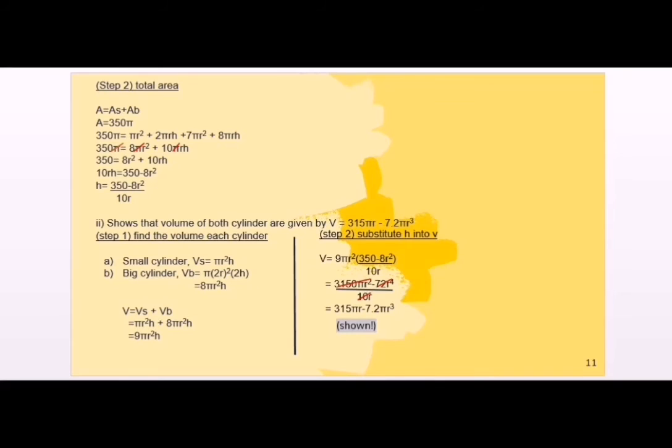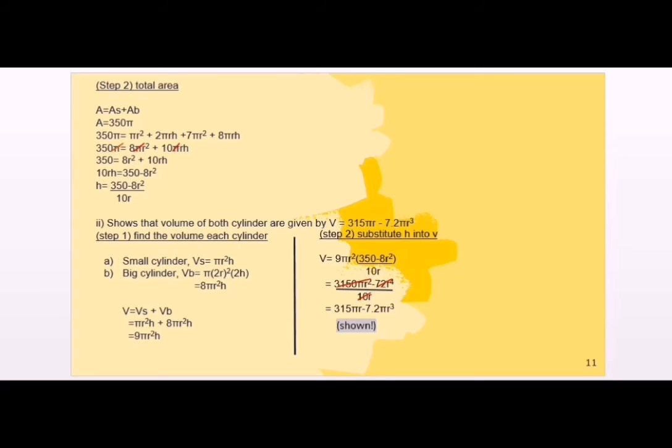The next step is to total up the area. In the question, the total area is equal to 315 pi. So we can write 315 pi equals the formula of both cylinders, which is pi r squared plus 2 pi r h plus 7 pi r squared plus 8 pi r h. After we simplify, we get 10 r h equals 315 minus 8 r squared. Because the question wants us to express h in terms of r, we write h equals 315 minus 8 r squared over 10 r.